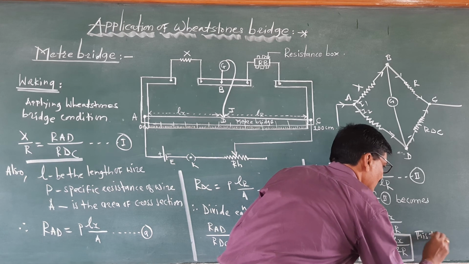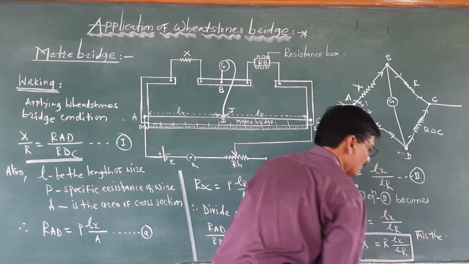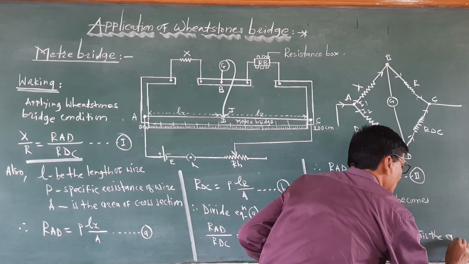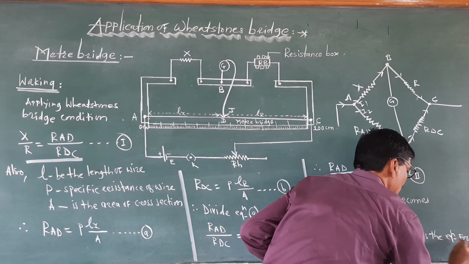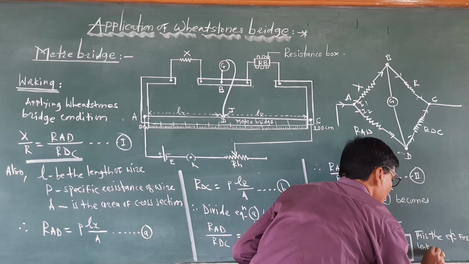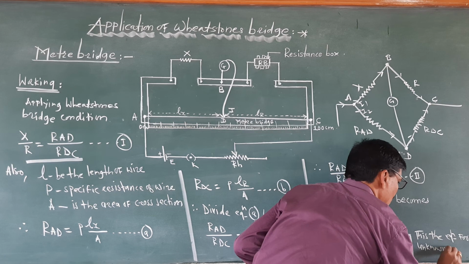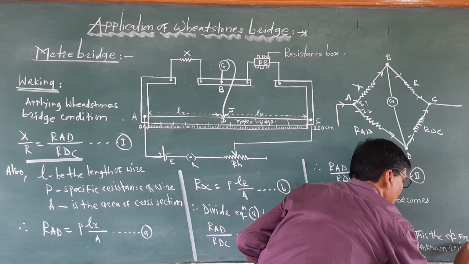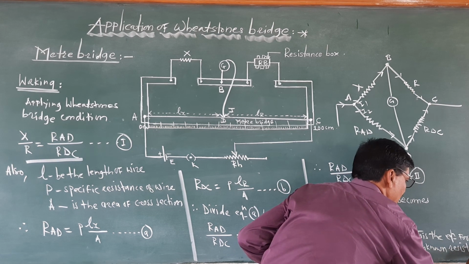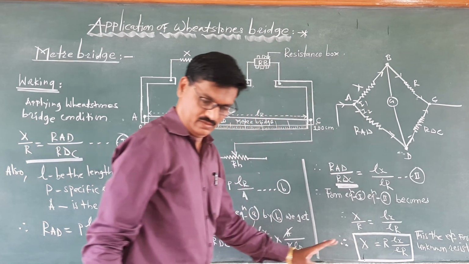This is the equation for the unknown resistance. Using this equation, we can determine the value of the unknown resistance.